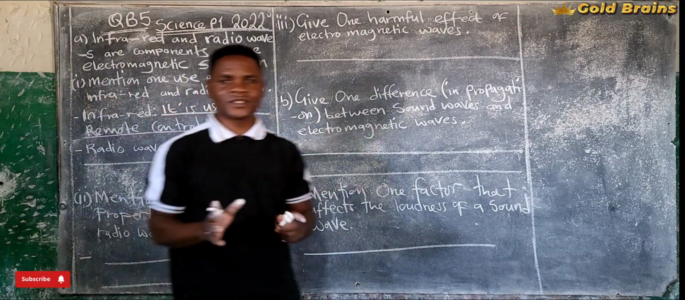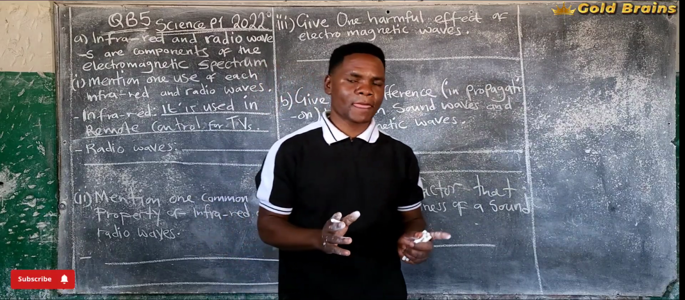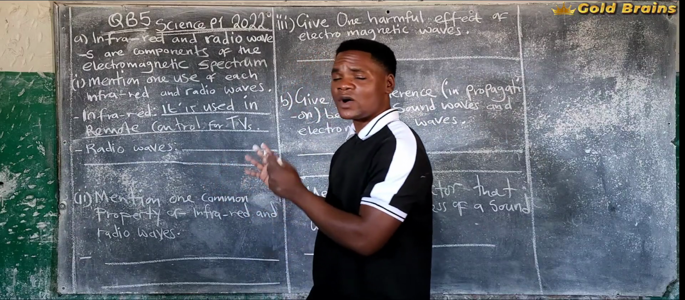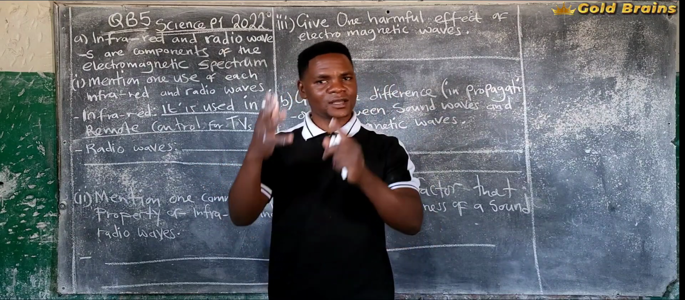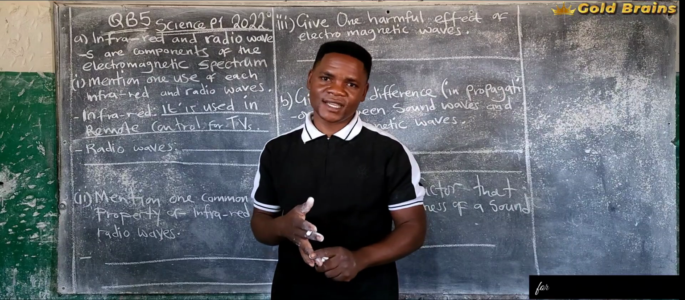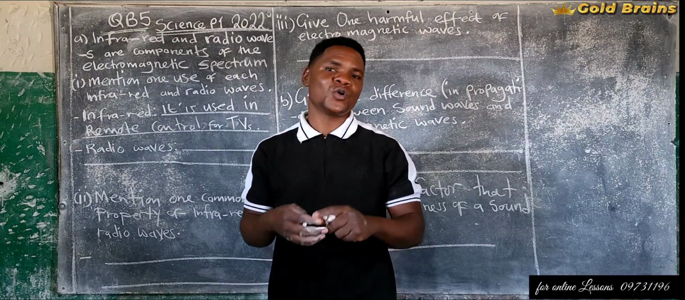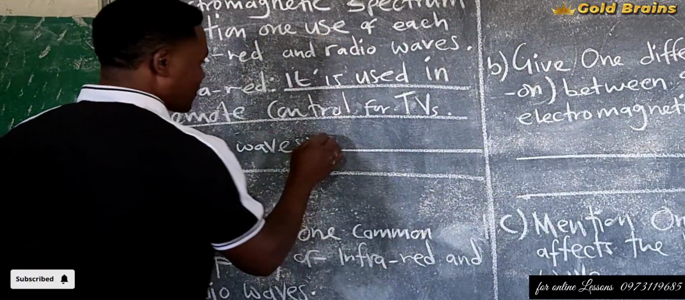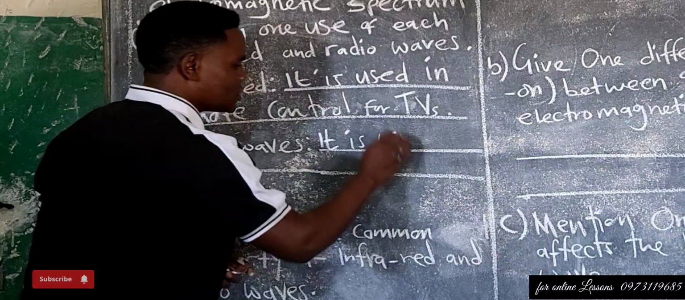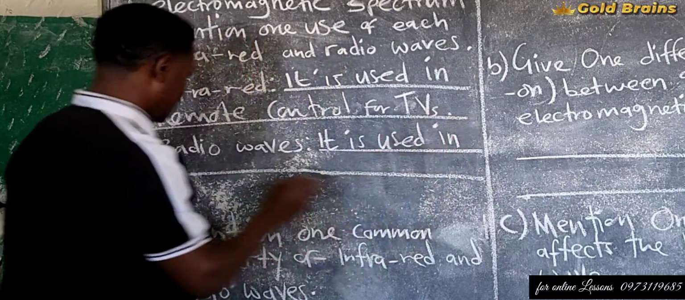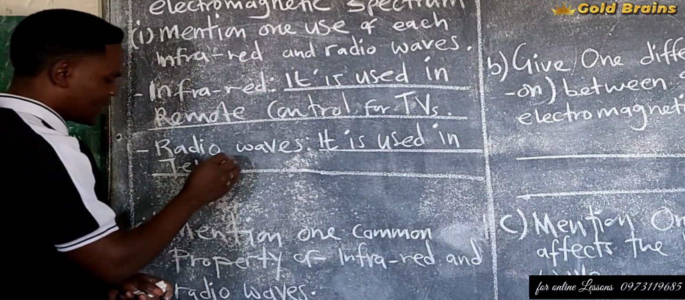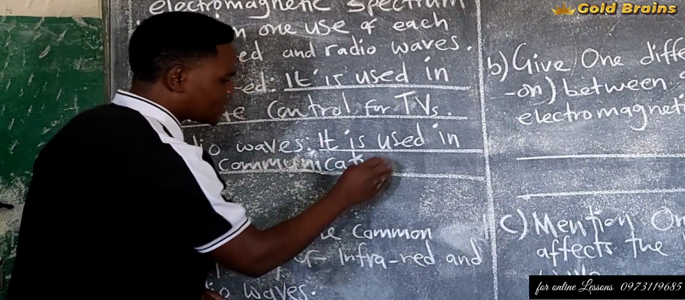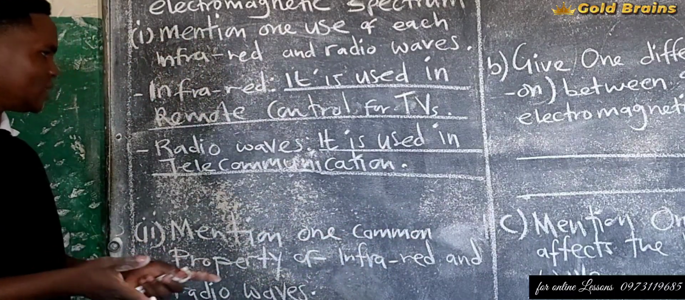Radio waves are used in telecommunication, broadcasting, and radar. Since they have also asked for only one answer here, you can pick any of the following: broadcasting, telecommunication, mobile communication, or radar. In our case here, we're just going to say it is used in telecommunication. That is one of the points, though we have many.